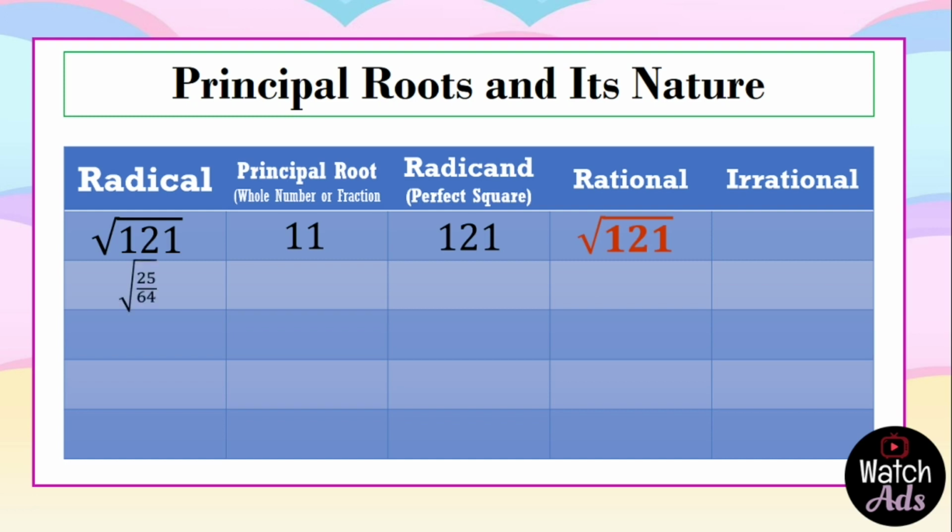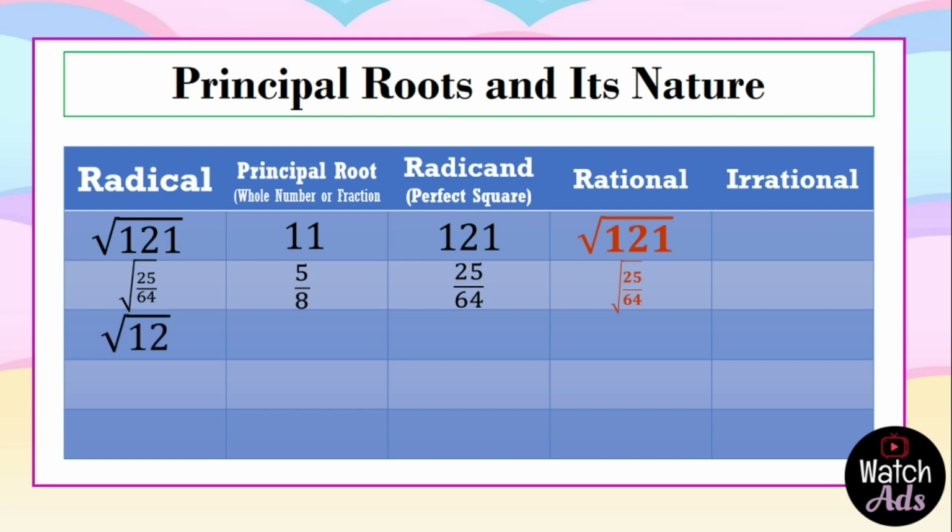The square root of 25 over 64. Now for a fraction, you have to check if the numerator is a perfect square and if the denominator is a perfect square. And for this example, 25 is a perfect square, 64 is also a perfect square. Now it has a principal root that is a fraction, and that is 5/8. Now the square root of 25/64 is rational.